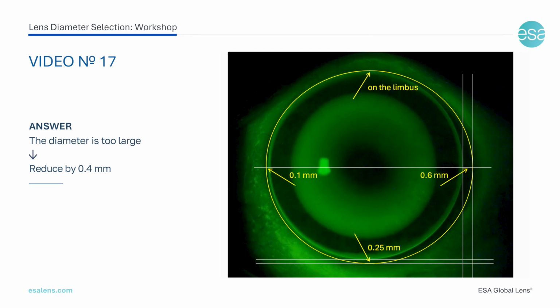If this adjustment leads to noticeable decentration and the patient reports persistent halos or double vision, you may have to consider moving back a step, increasing the diameter by 0.2 mm, provided it doesn't cause the lens to physically touch the limbus.